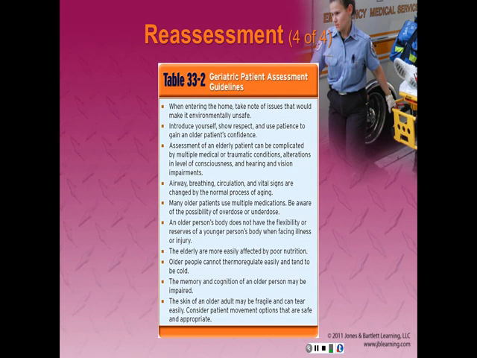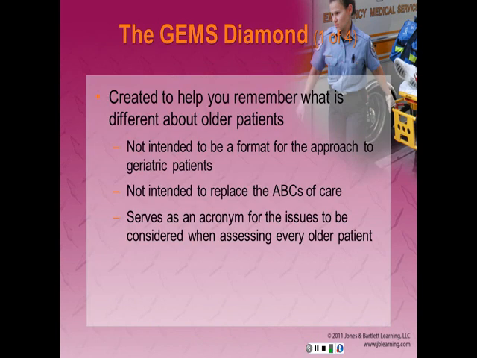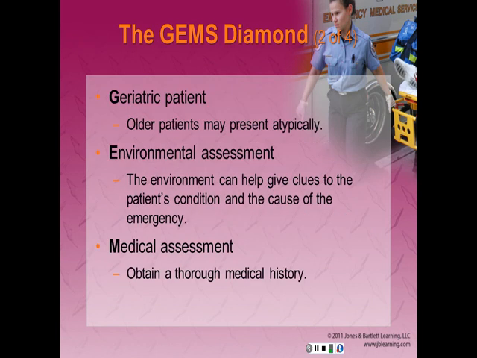Table 33.2 has some geriatric patient assessment guidelines, and these are useful for a study guide. The GEMS Diamond was created to help you remember what is different about older patients. It is not intended to be a format for the approach to geriatric patients, nor is it intended to replace the ABCs of care. Instead, it serves as an acronym for the issues to be considered when assessing every older patient. G stands for geriatric patient. Consider that older patients are different from younger patients and may present atypically.